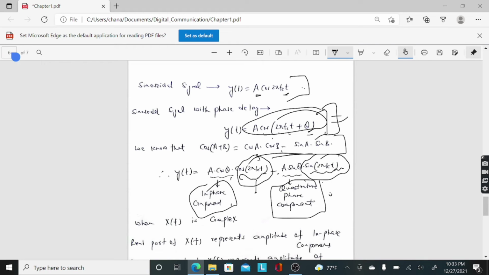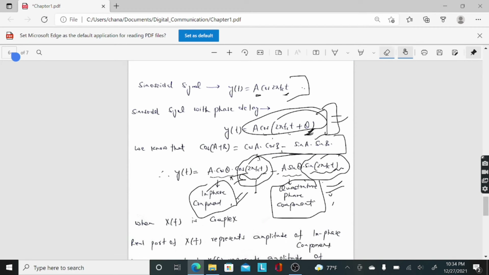If my theta is 0, if I don't have any phase delay, it will have only in phase component. If my theta is π/2 or an odd multiple of π/2, like π/2, 3π/2, 5π/2, then it will have only quadrature phase component. But for any other phase delay, the signal will have an in phase component and a quadrature phase component. As you go into further discussion, often signals are presented in terms of in phase and quadrature phase components.